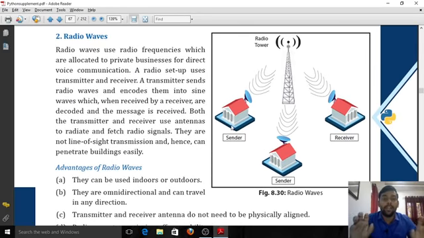The second one is radio waves, which are the most commonly used waves. They are the cheapest, and line of sight communication is not needed. They bend as they travel. Radio waves are used in most communication technologies like mobile communication, radio, TV, Wi-Fi and WiMAX. They use radio frequencies allocated to private business for direct voice communication. A radio system uses a transmitter and a receiver. The transmitter encodes the message into a sine wave, which is received by the receiver, recovering the actual message. Both use antennas to radiate and fetch signals. Since it is not line of sight transmission, radio waves penetrate buildings easily. That's the main advantage of radio waves.